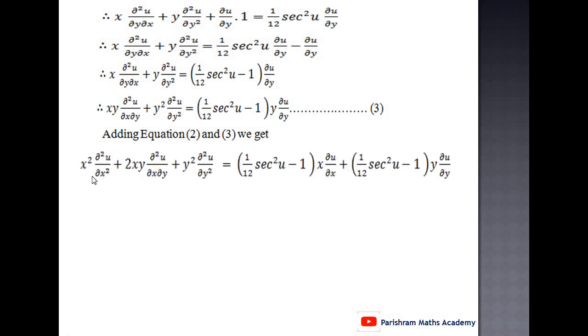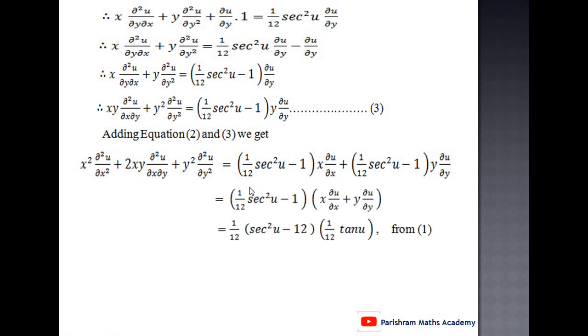Then adding equation number 2 and 3, we get the first term of equation 2 on the left hand side is x² ∂²u/∂x² plus, the second term of equation 2 and the first term of equation 3 are the same, and therefore 2xy ∂²u/∂x∂y plus y² ∂²u/∂y² equal to the right hand side of equation 2, (1/12 sec²u minus 1) x ∂u/∂x plus from equation 3, (1/12 sec²u minus 1) y ∂u/∂y.